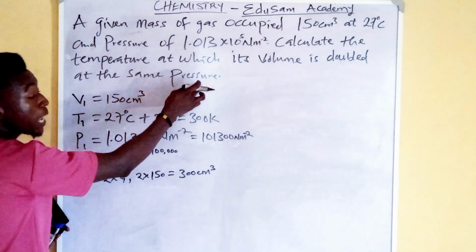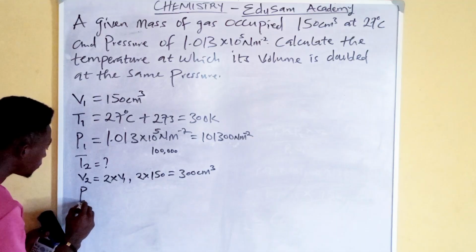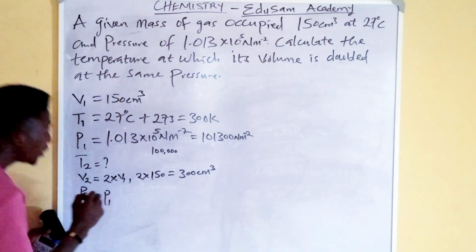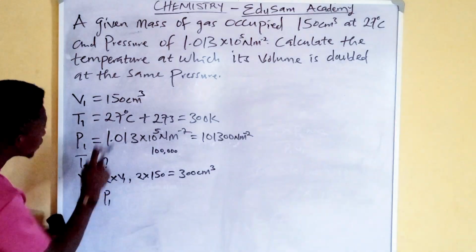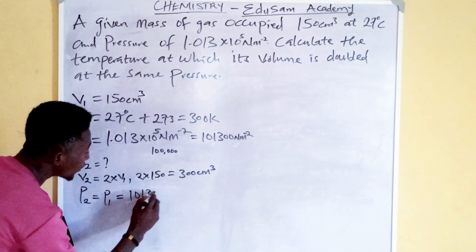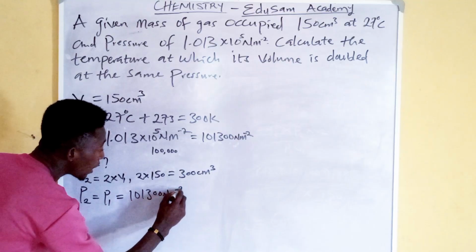Now, at the same pressure, so my second pressure is the same. That is, it is equal to P1. Are we together? And what is my P1? My P1 is, I'm going to use this one, 101,300 Newton per meter square.